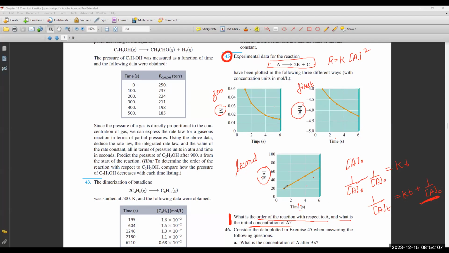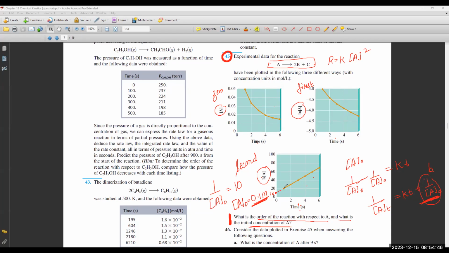So extend this line. What is this 1 over A naught? Isn't it the y-intercept B? Let's say this point is 10, right? So what's the value of 1 over A naught? Not A naught, 1 over A naught. This y-intercept, 10. So what is A naught? What is A naught, children? 0.1 molar. This we calculated from the graph because we know that the y-intercept is 1 over A naught.